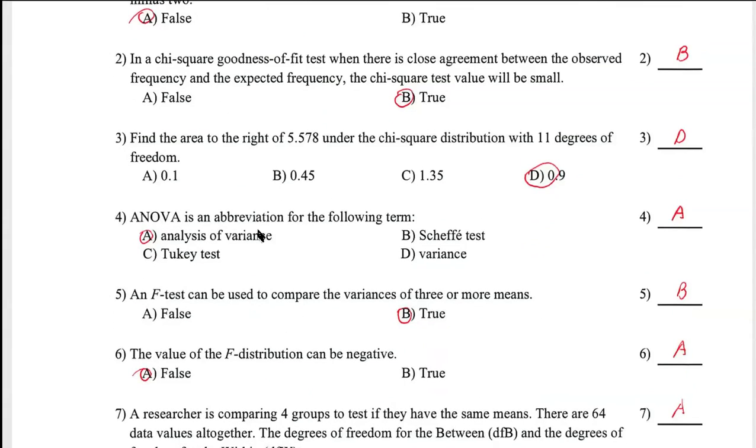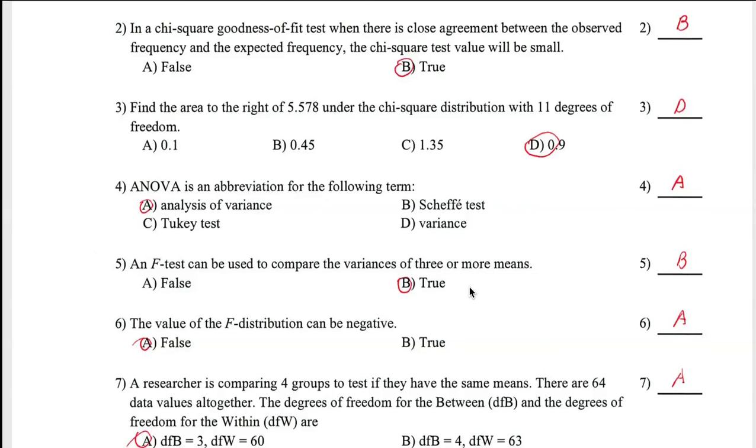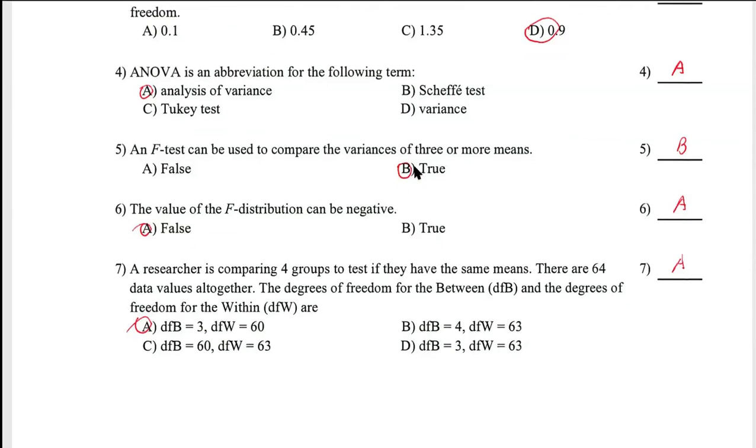ANOVA is an abbreviation for analysis of variance. Easy. Question number 5. F test can be used to compare the variance of 2 or more means. That's right, right? 3 or more means. 3 or more averages. Remember, we are trying to compare like 3 groups of people, right? The groups of people doing the medication or doing the diet or, I forget the other case, right? 3 groups of people.